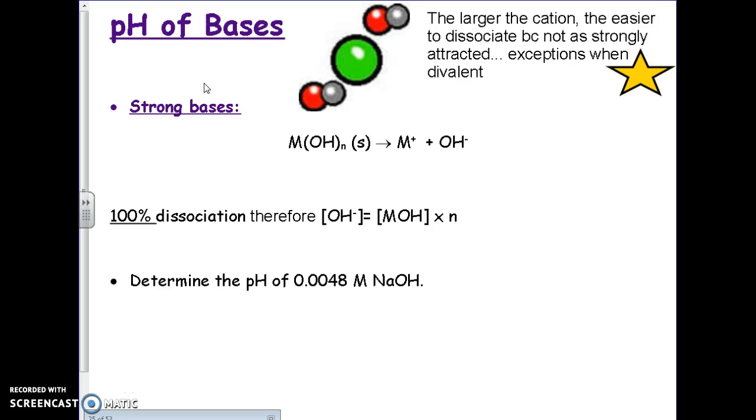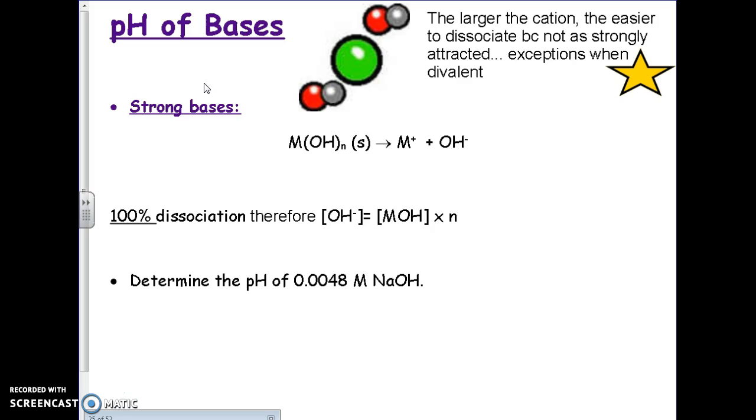So let's talk briefly about how KBs are different than KAs. The base dissociation constant is what a KB is. We're going to quickly review how to calculate pH of strong bases, and then we'll get into using KBs and calculating pH of weak bases. Same definition for strong: there's 100% dissociation, so you make hydroxide concentration in the same amount that you make coming from the strong base.